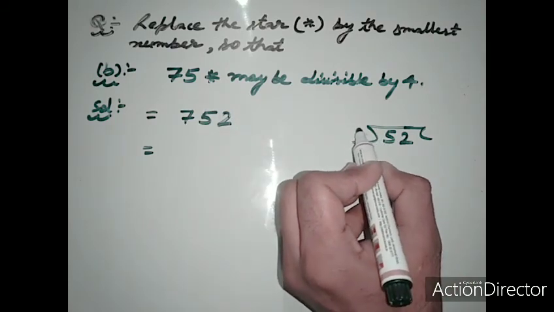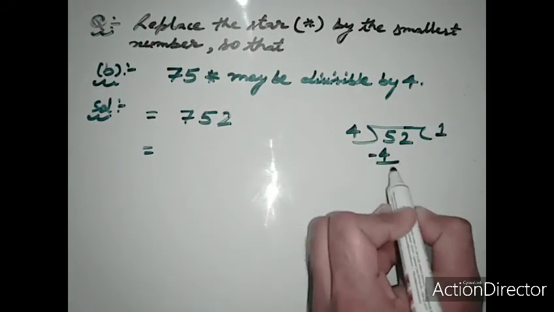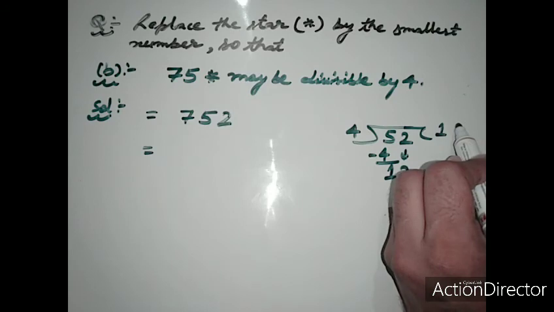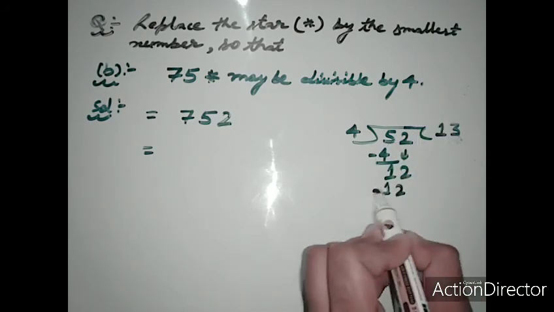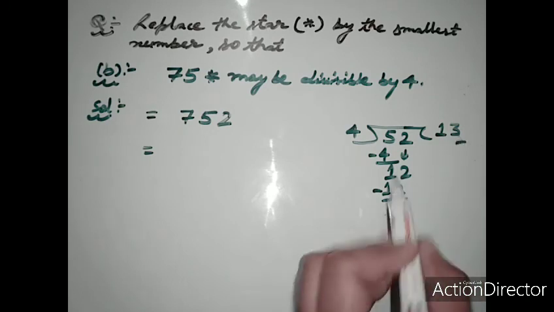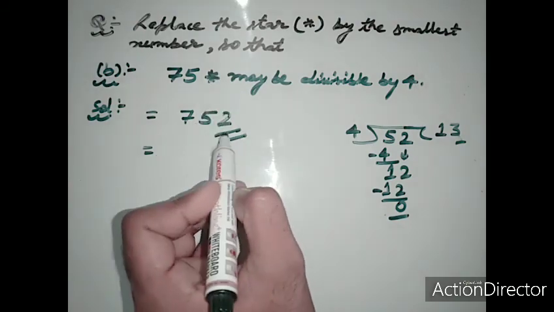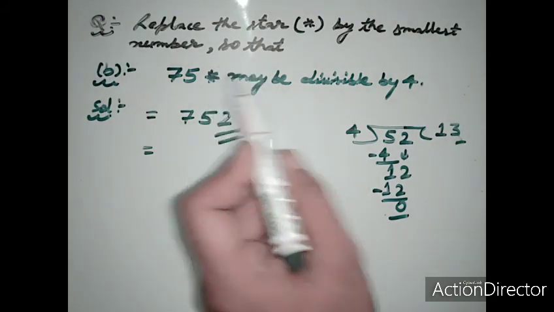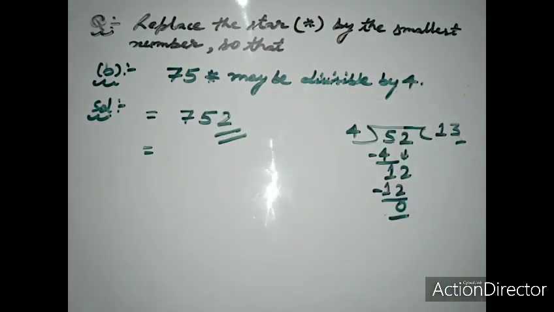So here 4 ones are 4, if we get 1 as a difference, then 4 threes are 12. So here we get 13, right? And here we get 0 as a remainder. So here we say that in the place of star we fill 2, and this 2 makes this number divisible by 4. Now students, here we take one question and we check whether this number is divisible by 11.